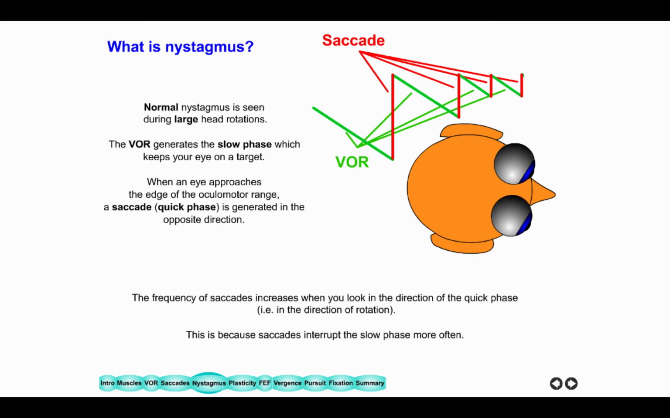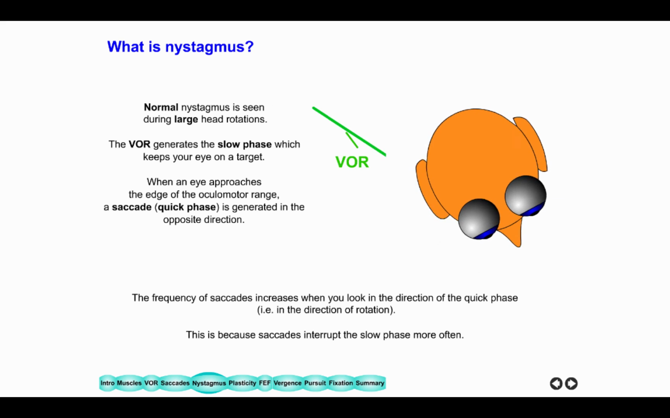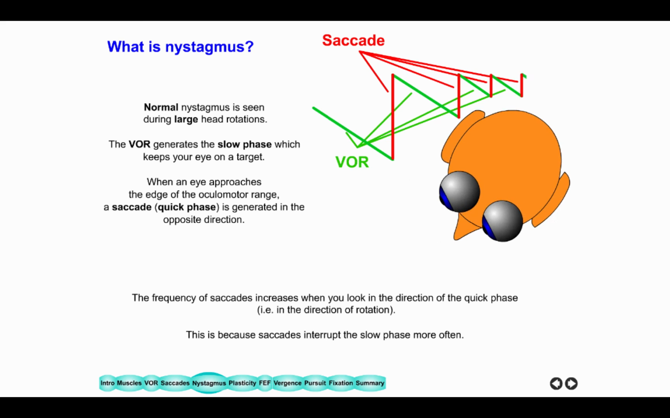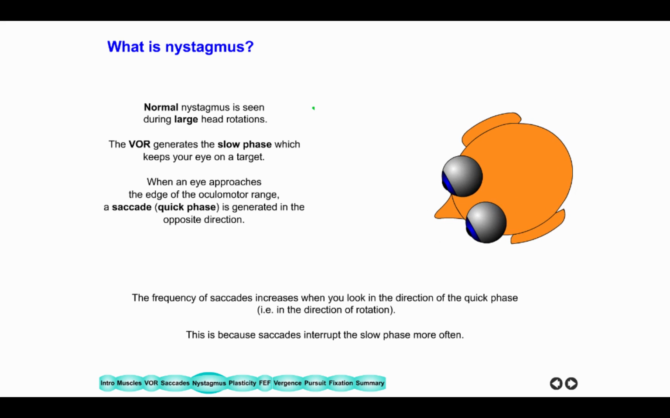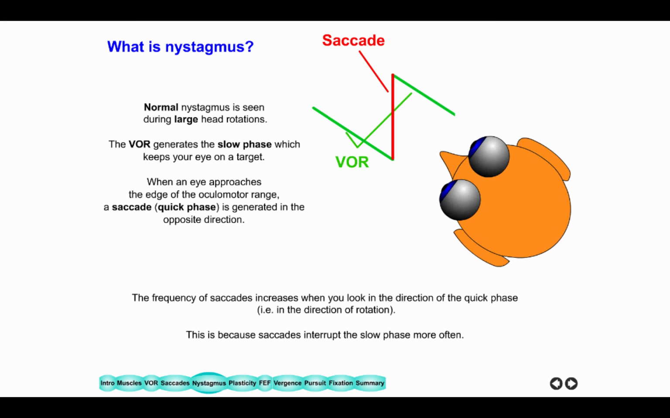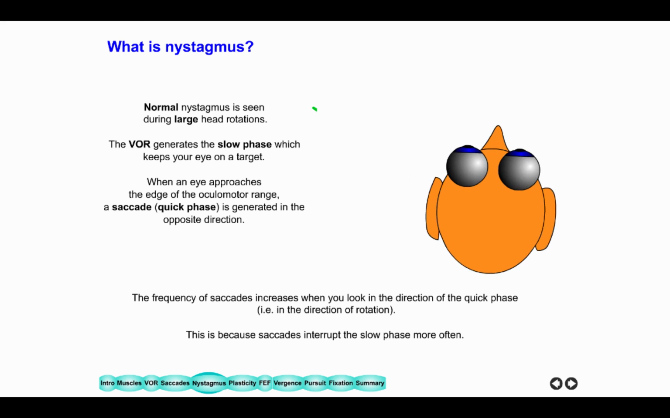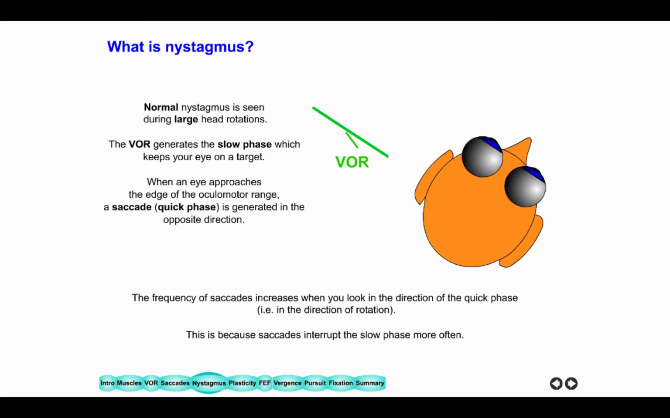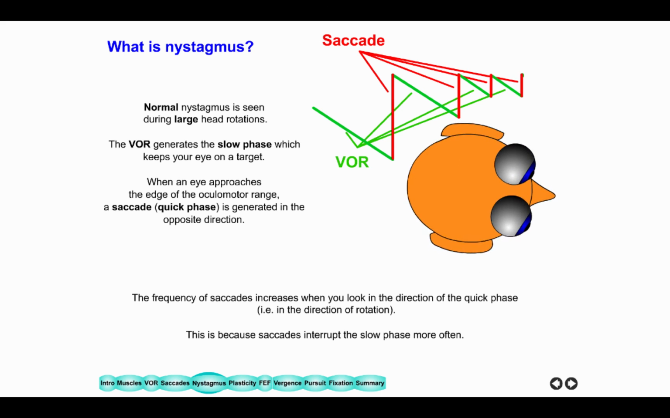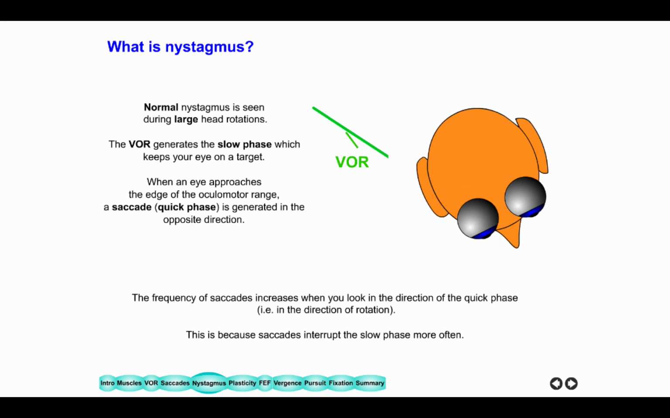And also you see that sometimes these saccades are occurring more frequently. And that occurs when you try to look in the direction that you're turning. So this over here on top is the direction that you're turning. And if you want to look in that direction, you make these saccades more frequently. So if you're turning to the right, it keeps your eye in the rightward position.